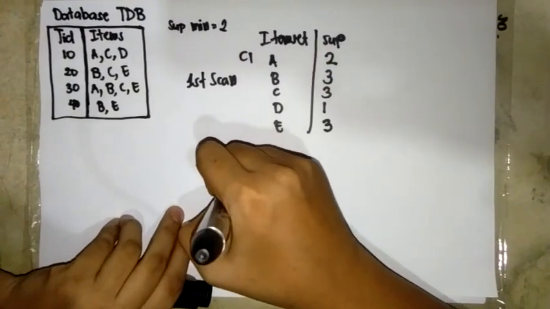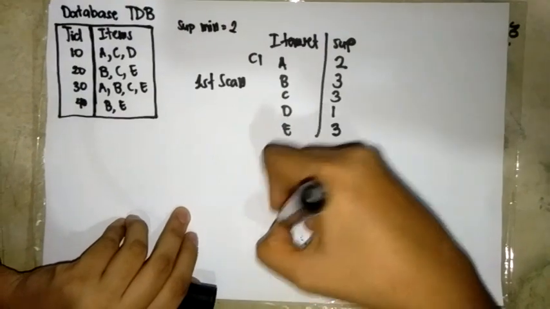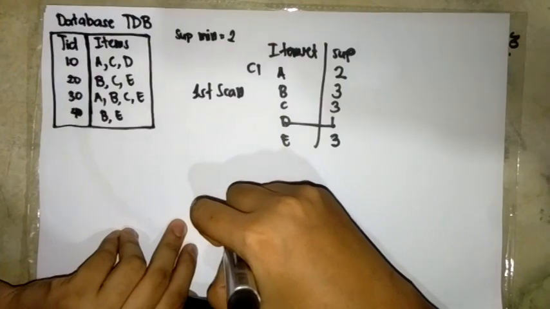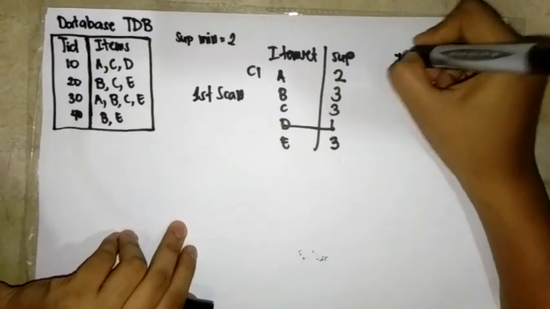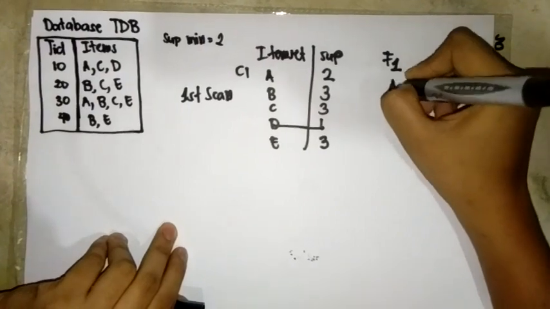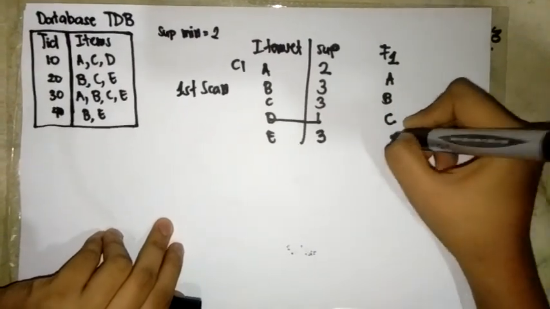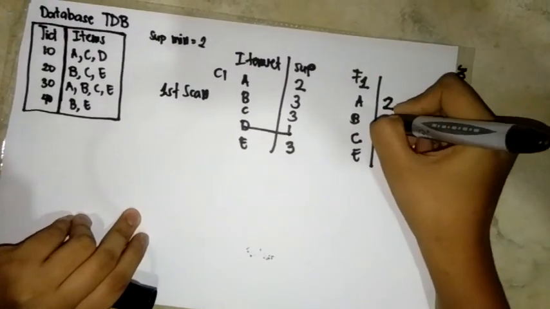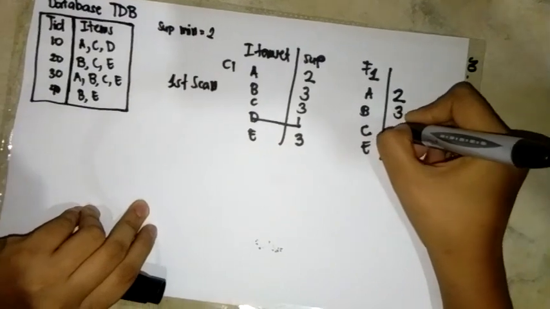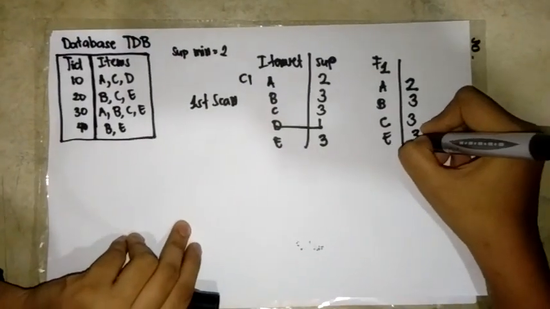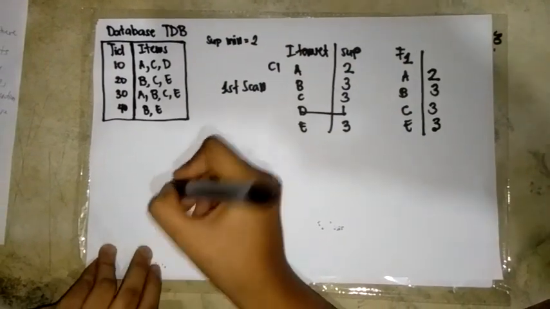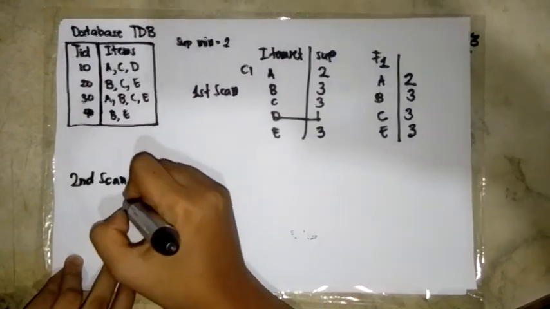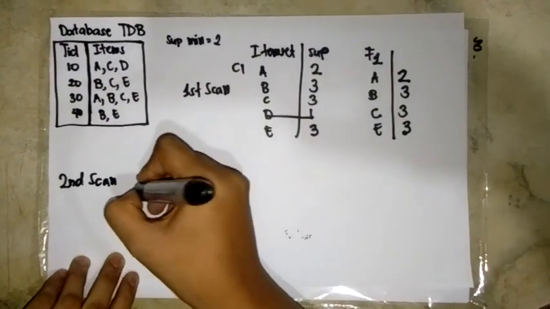So let's see what are the frequent items. Let's prune D, because D doesn't pass the minimum support, so the frequent item set is A, B, C, and E. A has 2, B has 3, C has 3, and E has 3. Let's do the second scan. In candidate number 2, there are 6 item sets.